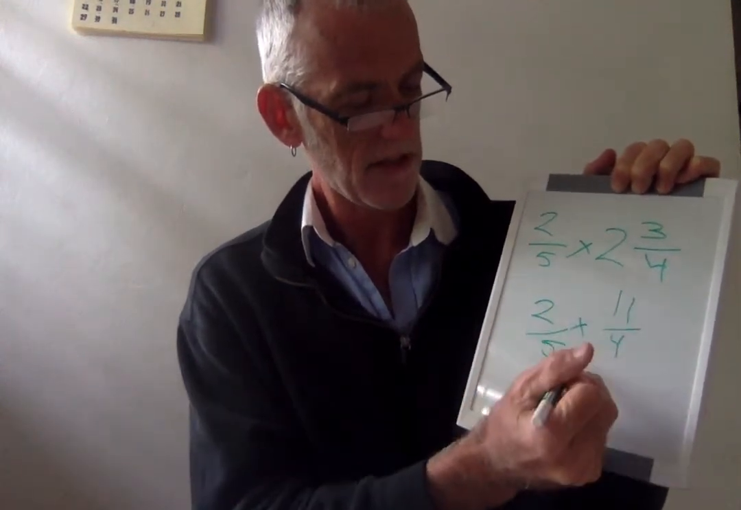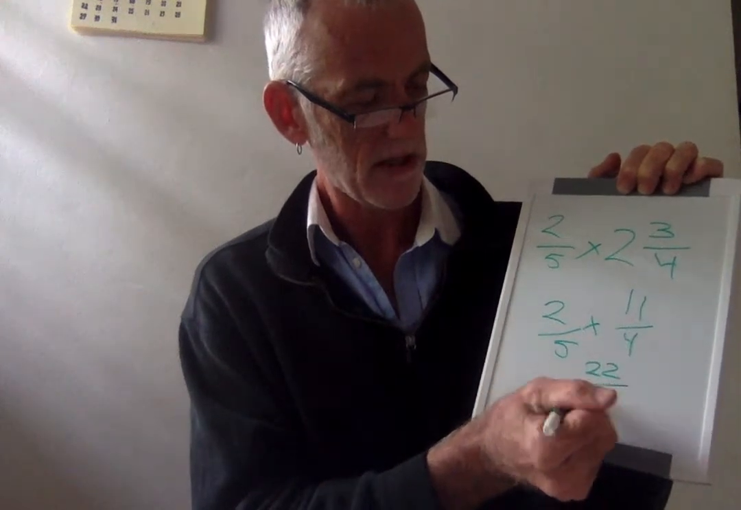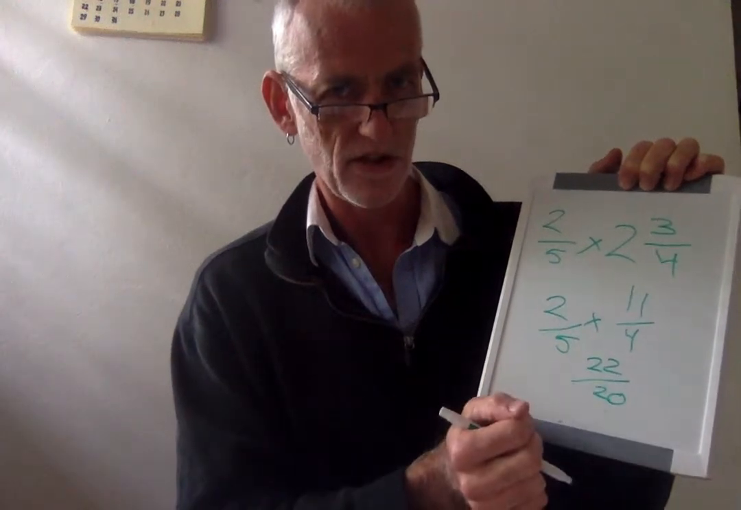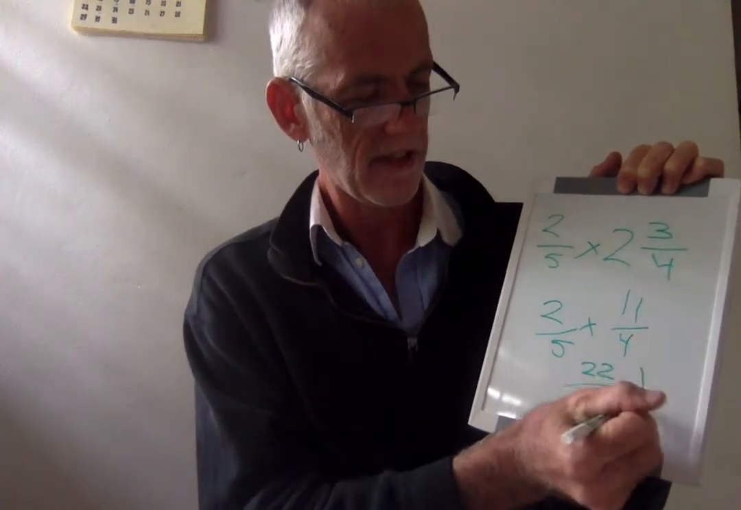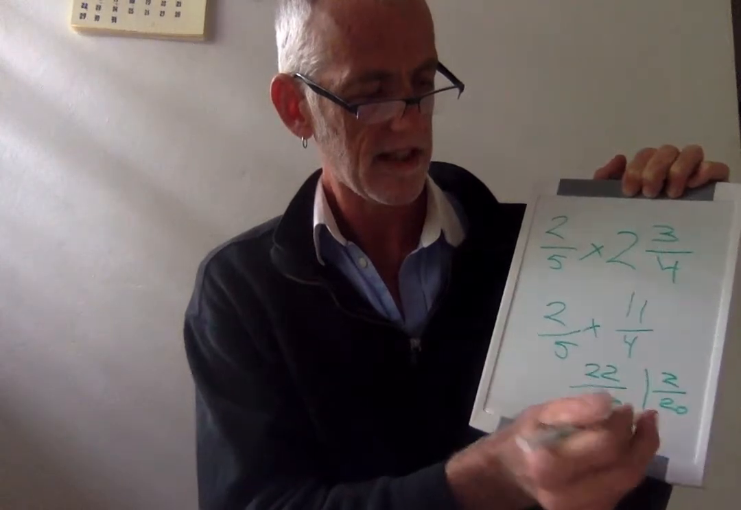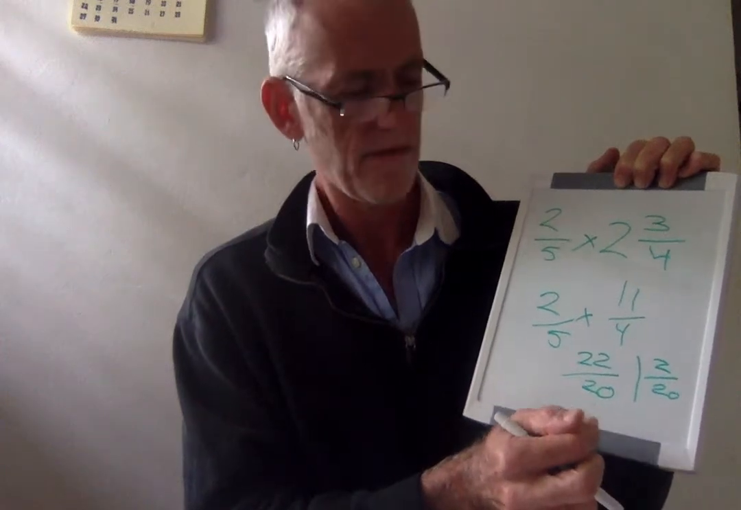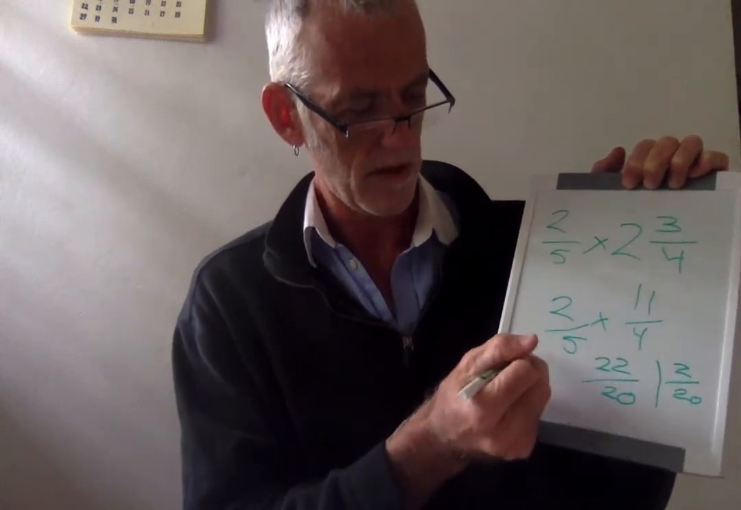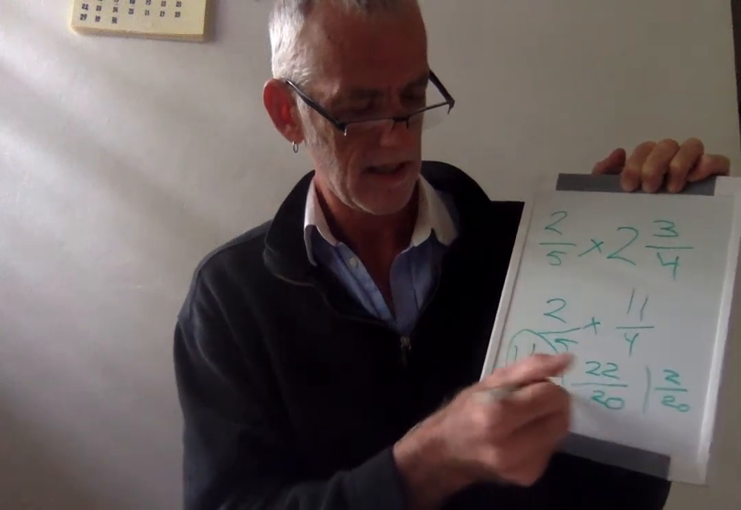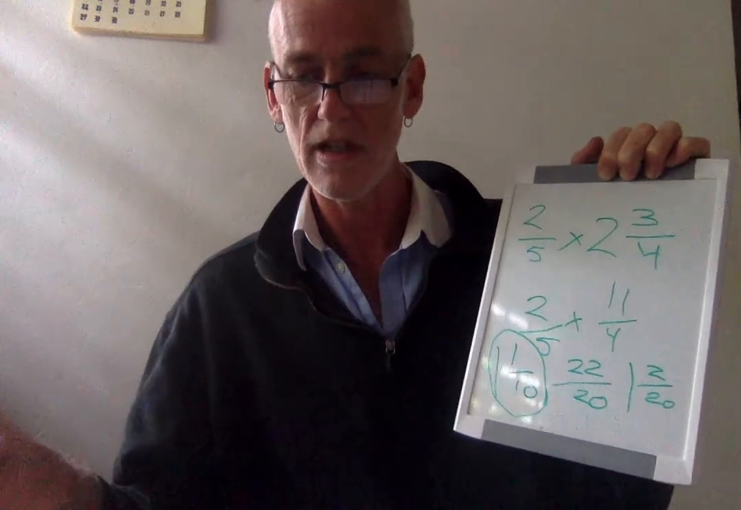2 times 11 is 22. 5 times 4 is 20. How many times can you put a 20 into 22? Once. How many left over? 2/20. Oh, you can simplify that, right? So the answer is going to be 1 1/10. 1 1/10 is answer number 3.